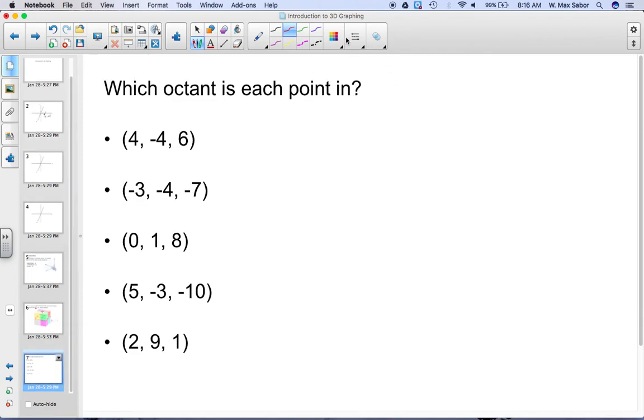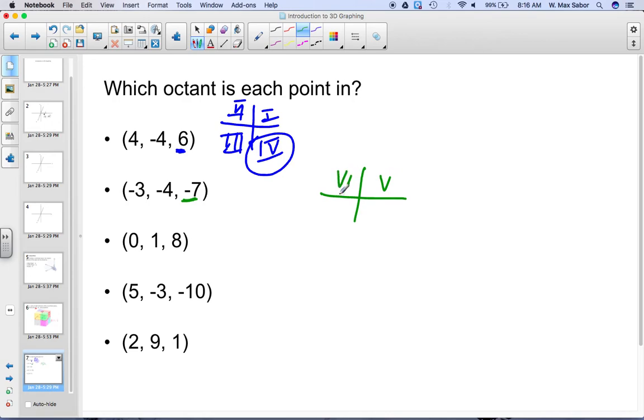So let's just look at which octant each point is in. Because I see that the z coordinate is positive, I know that it's 1 through 4. And if I'm looking at this, 4, comma, negative 4, that's quadrant 4, so octant 4 is the answer. Here we see negative 7, so I know that the options are 5, 6, 7, and 8. Negative, negative means that this is 7.